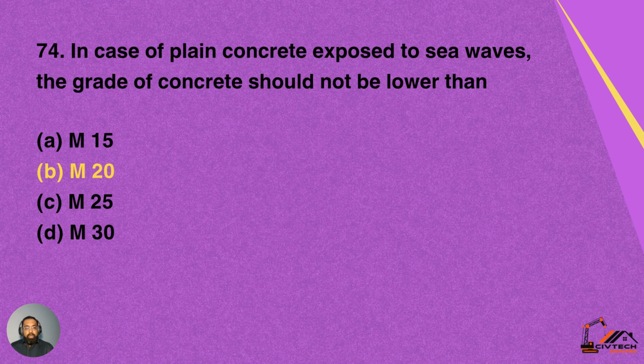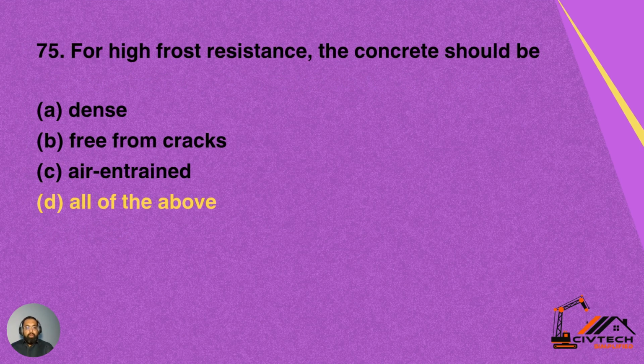Question 74. In case of plain cement concrete exposed to sea waves, the grade of concrete should not be lower than. So on coastal structures or on the sea banks, the corrosion effect is increased. Therefore, at least M20 grade of the concrete should be recommended. Option A is M15, option B is M20, option C is M25, option D is M30. In case of plain concrete exposed to sea waves, the grade of concrete should not be lower than M20. Option B is the correct answer for this question.